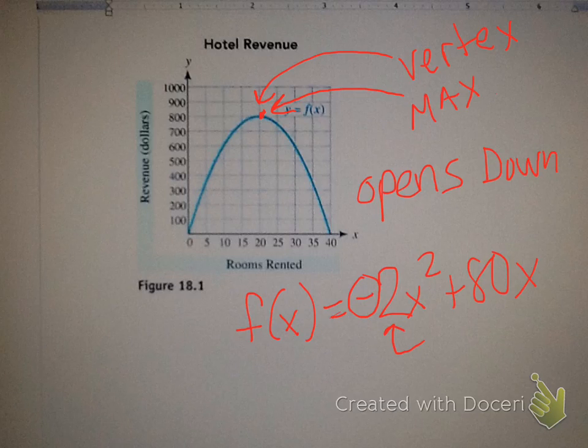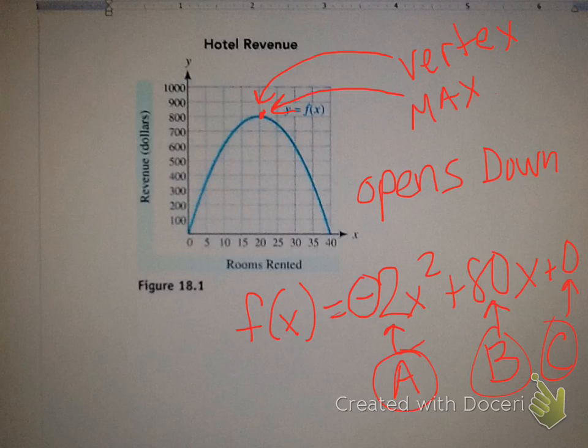This position right here is called the A. Negative 2 is called A. 80 is called B, and because there's no number back here, we can call this C. We'll talk a little bit more about that as we go through. I'm just trying to throw some stuff out there for you. What you do need to know for this class is how to look at the parabola and how to figure out what the vertex is.